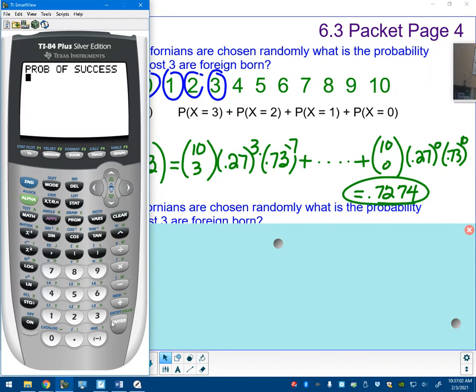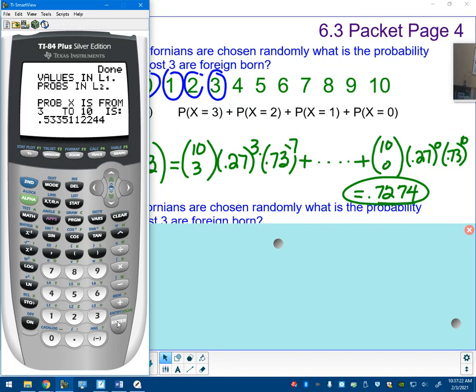It does everything. Probability of success is 0.27. The number of trials is 10. I want to go from 3 to 10. There you go. That's the answer to the last question, number 6.